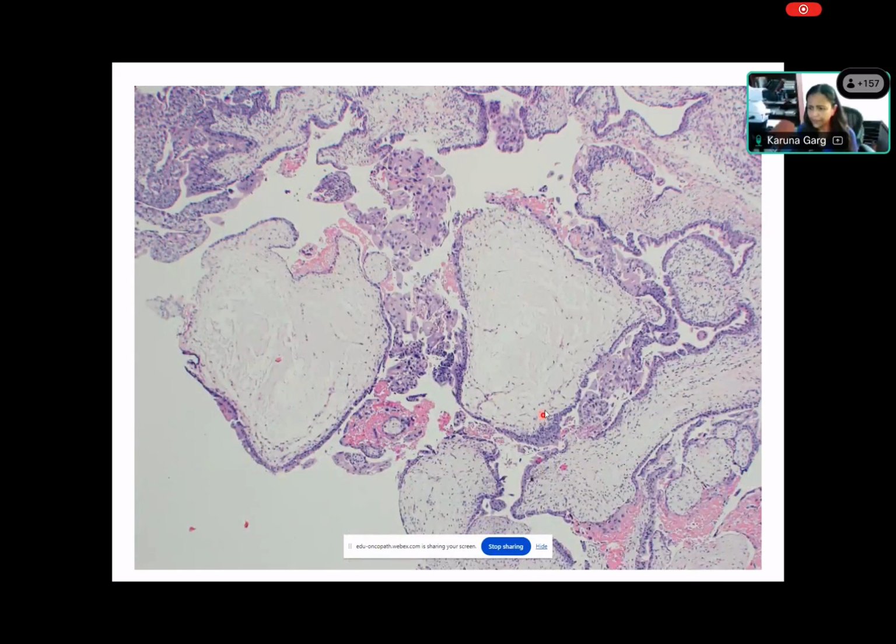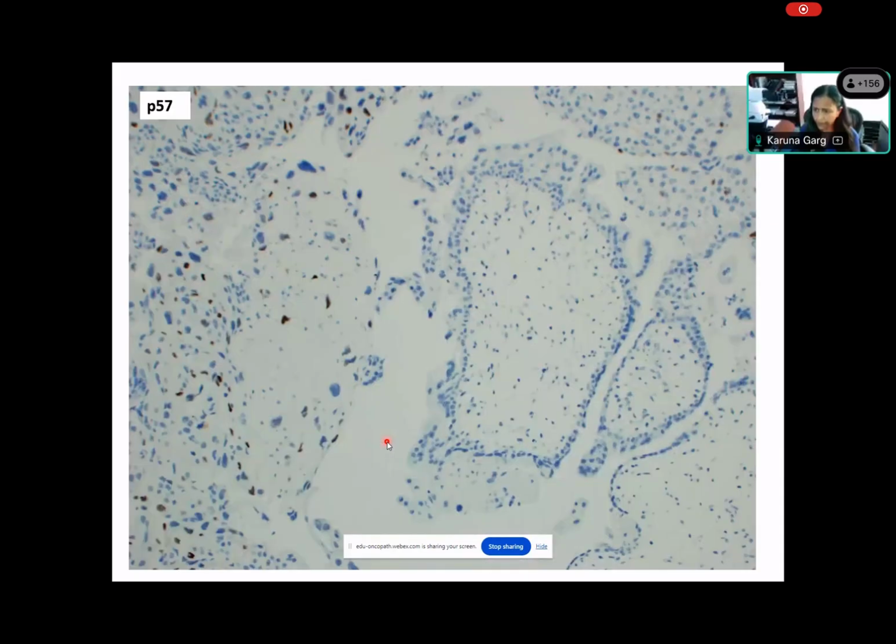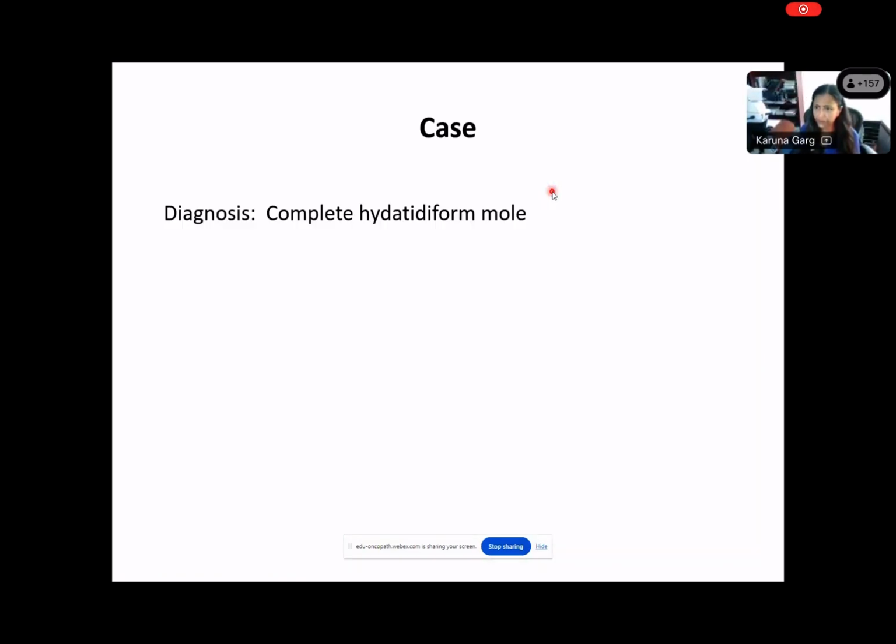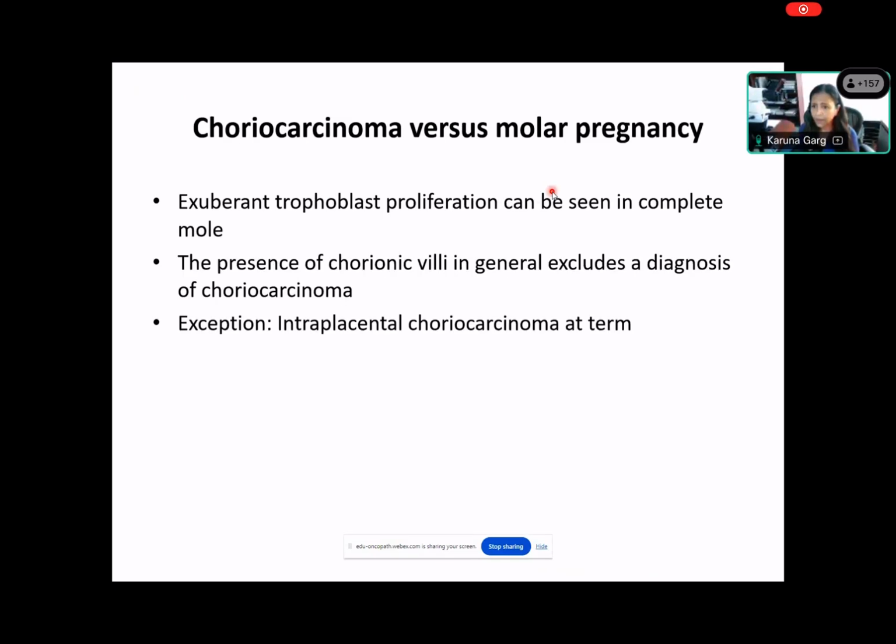Same thing here, you're starting to see some cisterns. Notice that this villus has trophoblasts all around it, which is highly abnormal. And you do a P57, your villus stromal cells as well as your cytotrophoblasts are negative for P57. So you know you're dealing with a complete mole. So the message here is that the diagnosis is a complete mole.